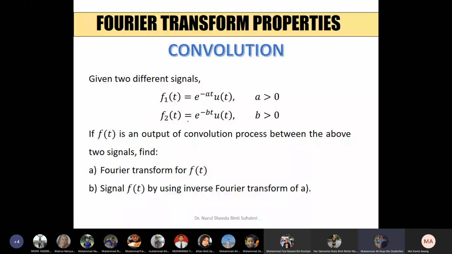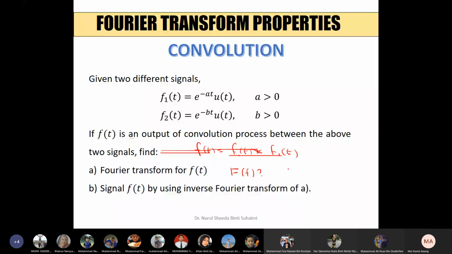So let's say you are given two signals. F1 of t is e to the minus a t u of t, and F2 of t is e to the minus b t u of t. If f of t is the output of a convolution between the above two signals, find the Fourier transform for f of t. So basically, f of t is equal to f1 of t convolved with f2 of t, and you need to find the Fourier transform.